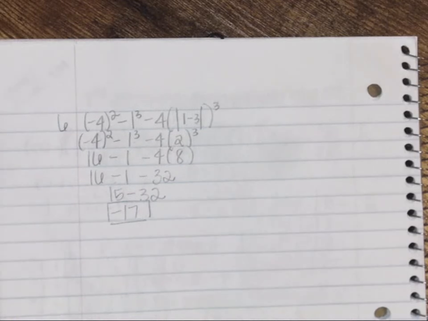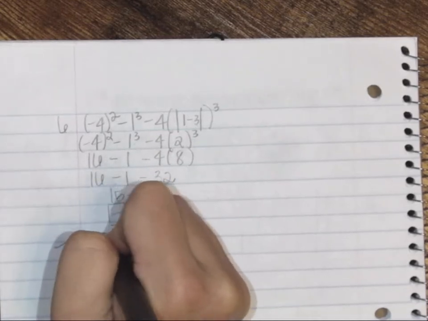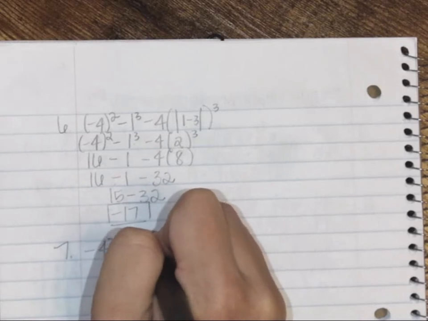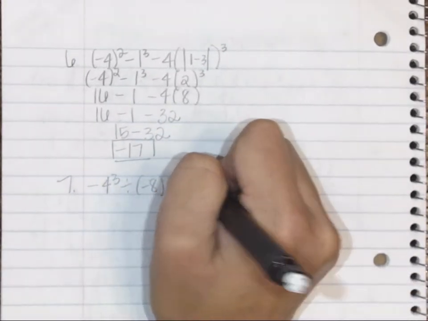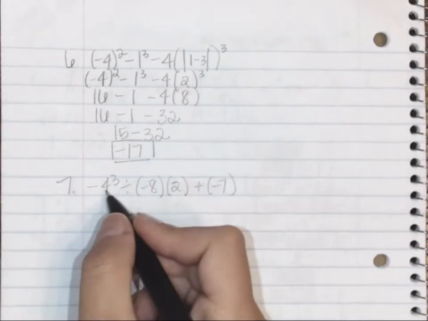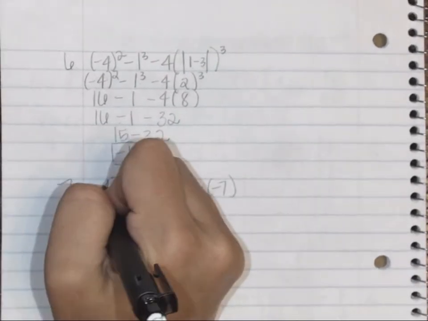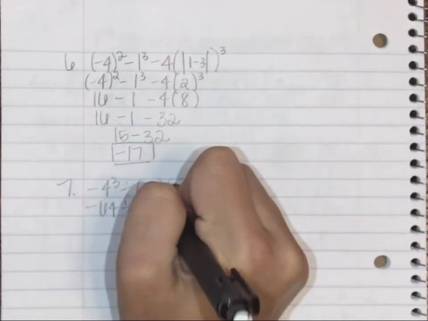Number 7. We have the opposite of 4 cubed divided by negative 8 times 2 plus a negative 7. So we're going to do our exponents first, and that would be the opposite of 4 cubed. So that would be the opposite of 64, which would be a negative 64.